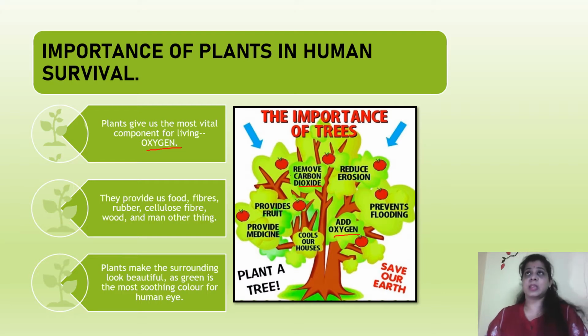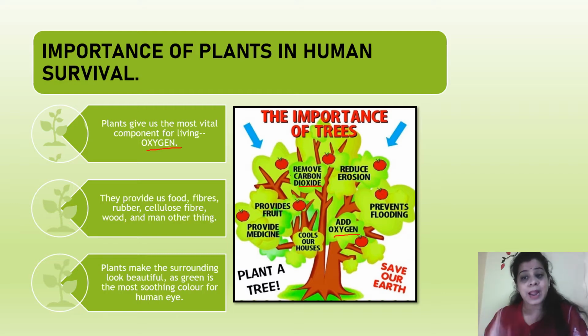See, the next thing is the population is increasing day by day, not only in human beings but other animals also, other species are also there which need oxygen. So the only source of oxygen is plants. That is why we need to plant more and more trees.